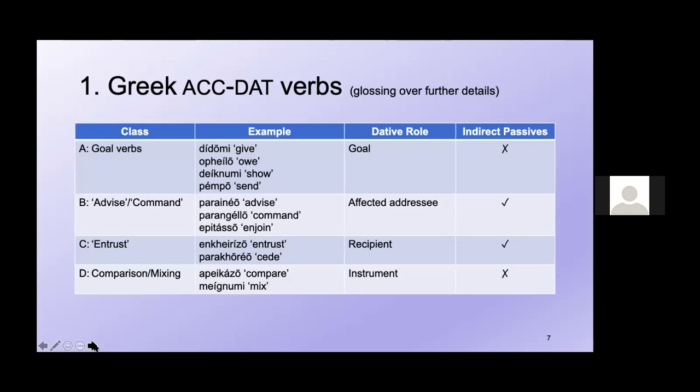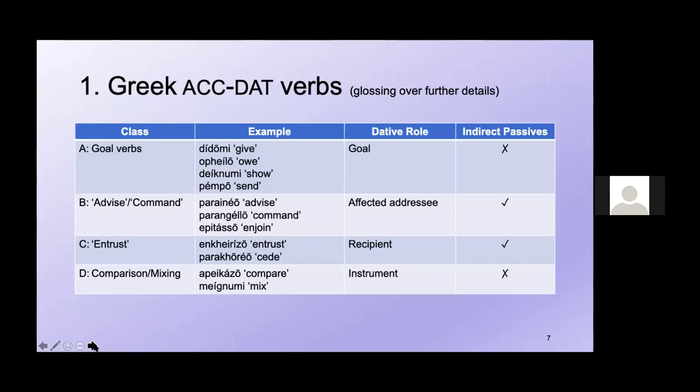So, for example, just to give you a brief overview of our classification for verbs that take an accusative argument and a dative argument, there are verbs like didomi, give, or pempo, send, where the dative role can be described as a goal, and there are no indirect passives. For advise and command verbs, such as paraineo, advise, or epitasso, enjoin, the dative role is an affected addressee. We'll talk a bit more about that later. And with these, we do find indirect passives.